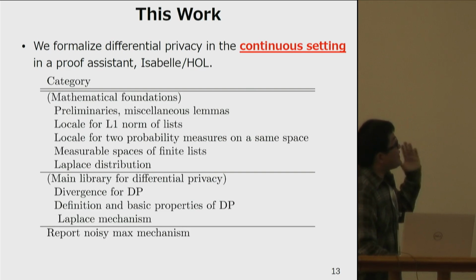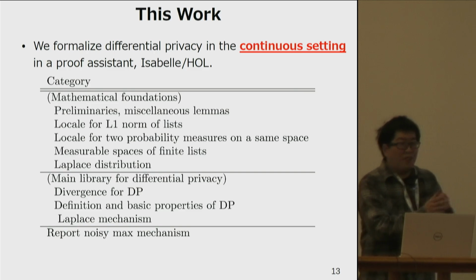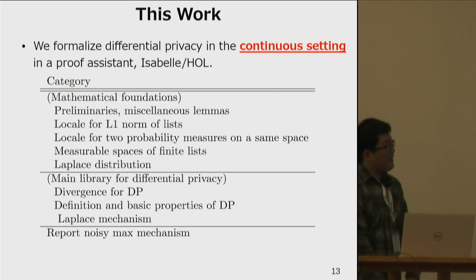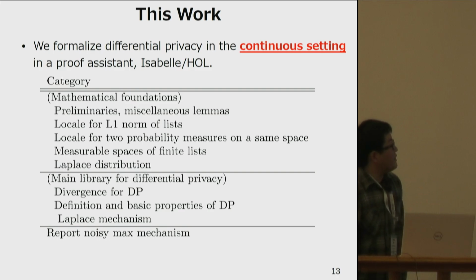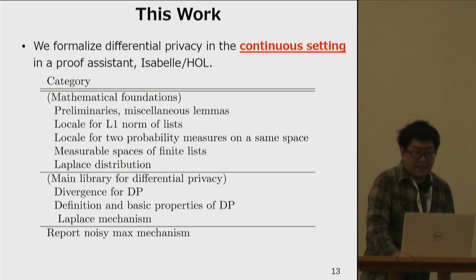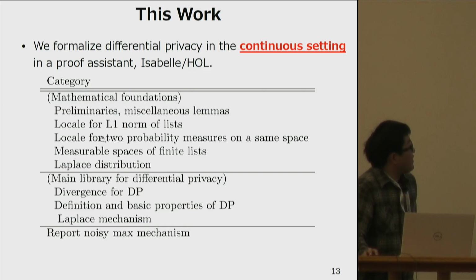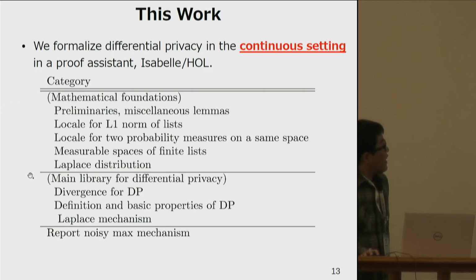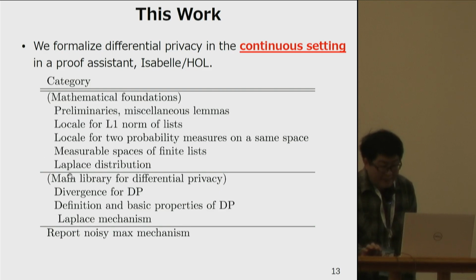Then, in this work, we formalize differential privacy in the continuous setting. I focus on the continuous setting and in the proof assistant Isabelle/HOL. Our formalization consists of three parts. First is the mathematical foundations. So there are many preliminary theorems, the measurable space theory of finite lists, and the Laplace distribution itself.